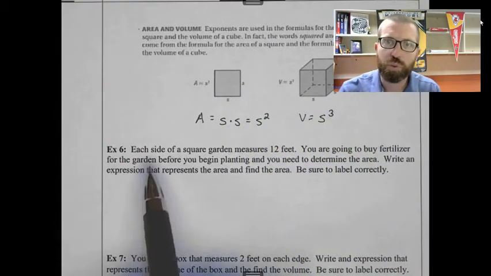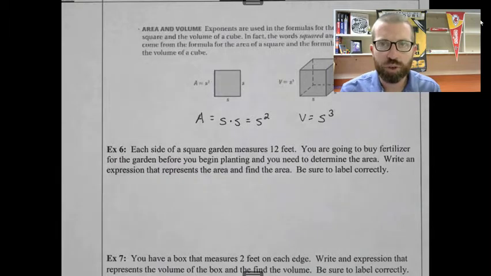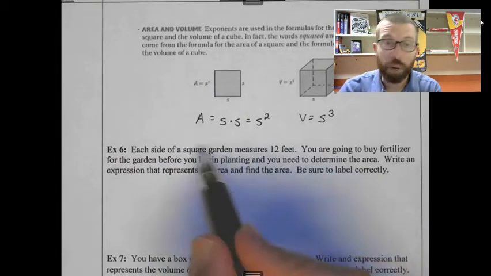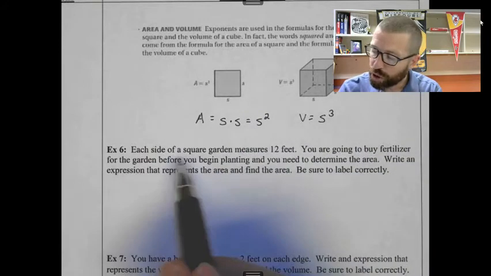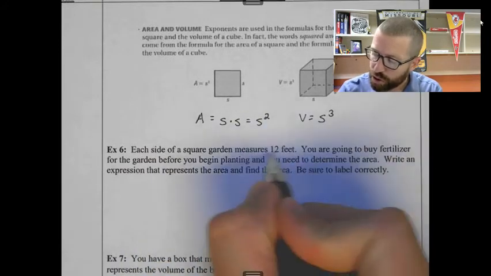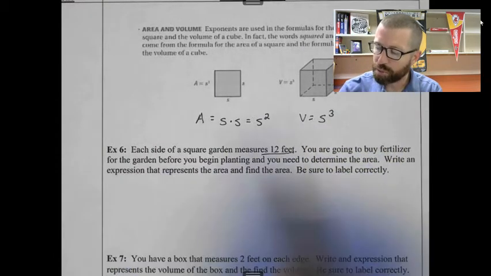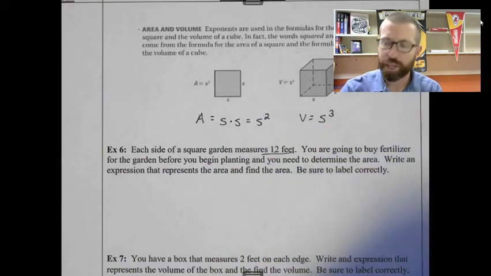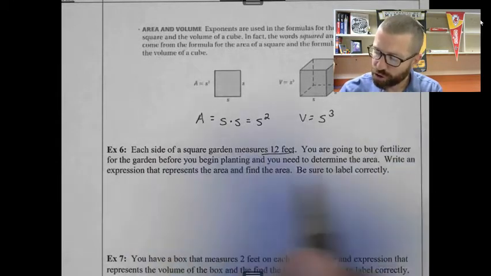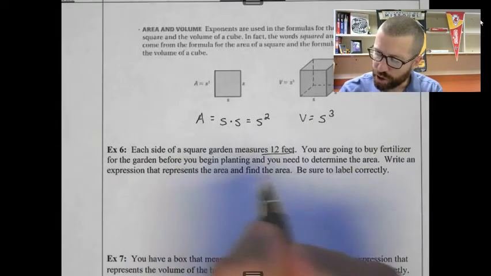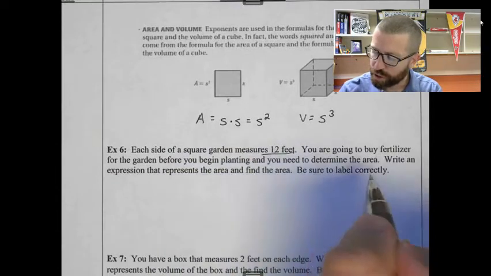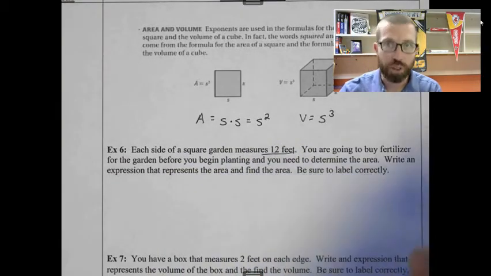Okay, and then when you read word problems, read them first, read them carefully, mark up the problem as much as you can. So each side of a square garden measures 12 feet. And so any number is probably important. You're going to buy fertilizer for the garden before you begin planting, and you need to determine the area. Write an expression that represents the area and find the area. Okay, and this says be sure to label correctly, as labels are important.